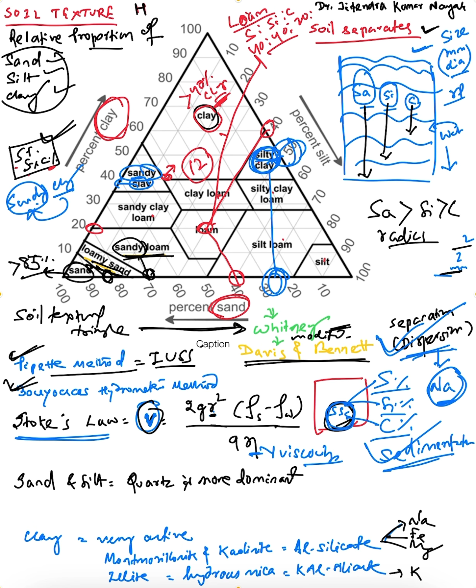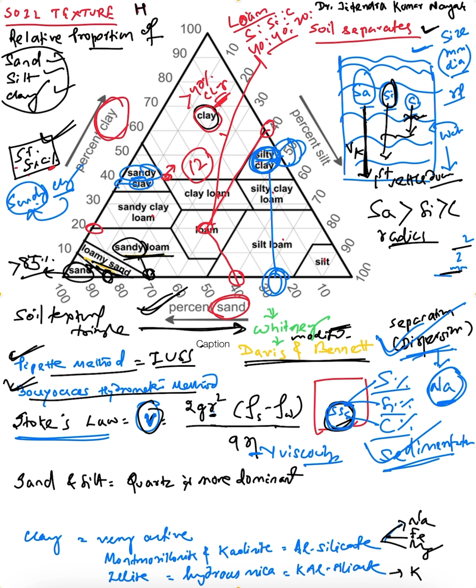That means the higher the radius, the higher the velocity. Under this velocity, the sand particles will settle down first, then the silt particles, and then the clay particles will be present over the upper surface of the soil, or the upper surface of the beaker. Now you use Bouyoucos hydrometer to find the sand percent, silt percent, and clay percent, and then accordingly you can use the textural triangle to find the soil texture.